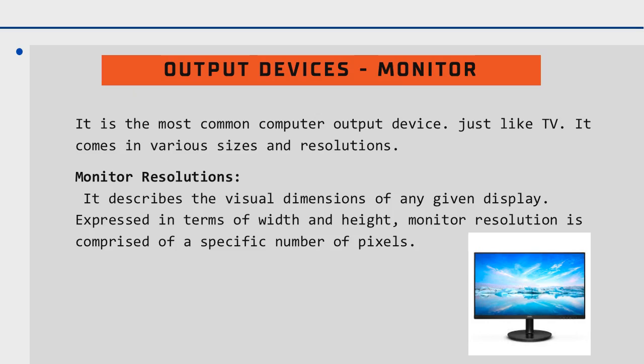Output devices. Monitor. A monitor is the most common output device of a computer. It looks just like a TV and is used to display the result we get from the computer. Monitors come in different sizes and resolutions. The resolution means how clear and sharp the picture on the screen looks. It is measured in pixels, which are tiny dots that make up the display. And it is usually expressed as width by height.